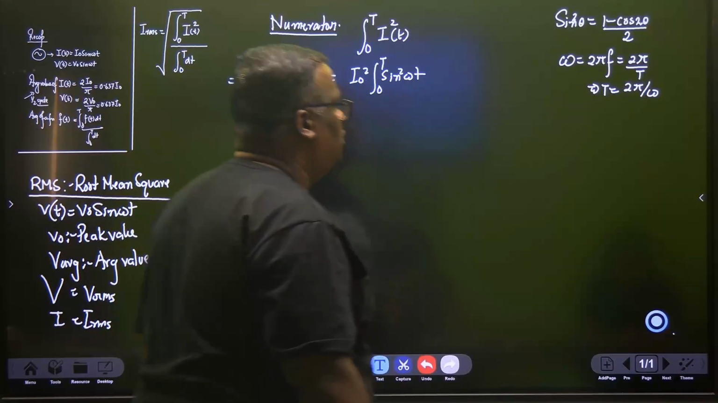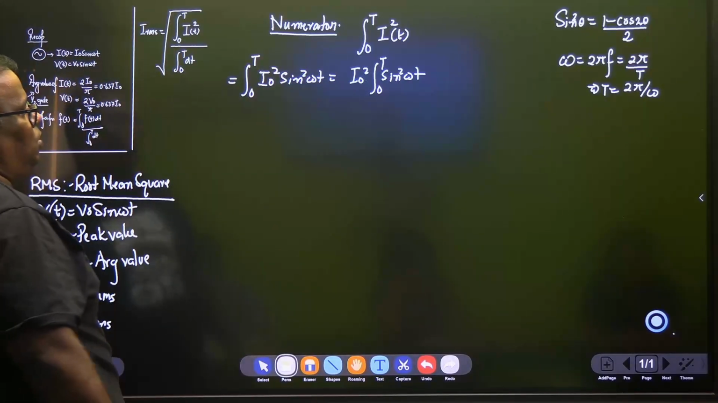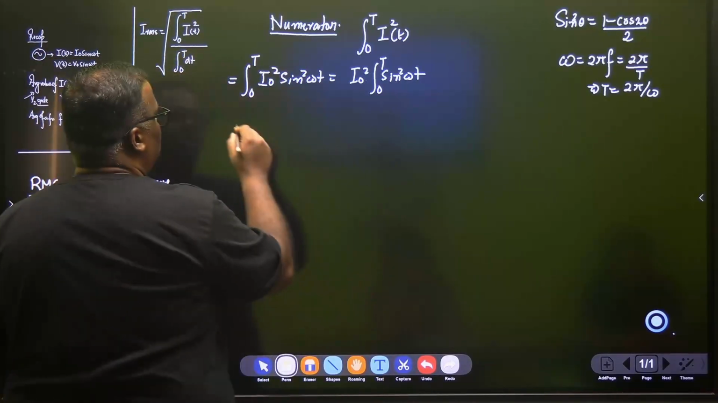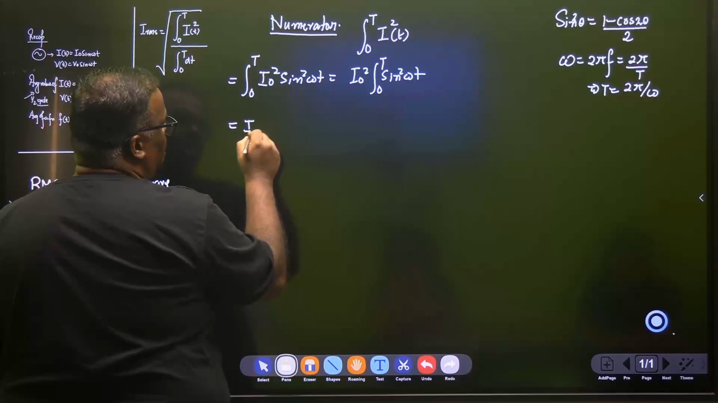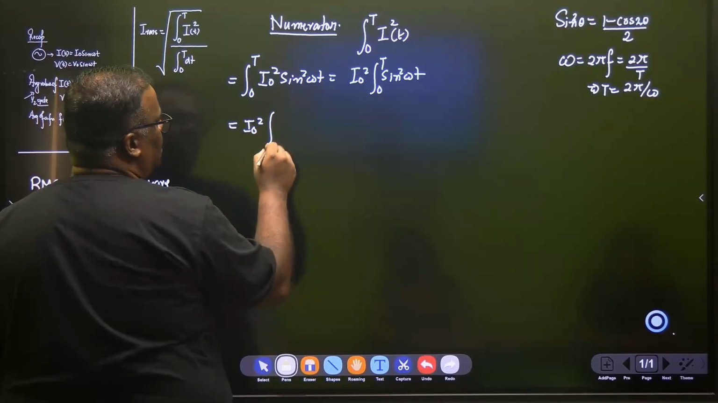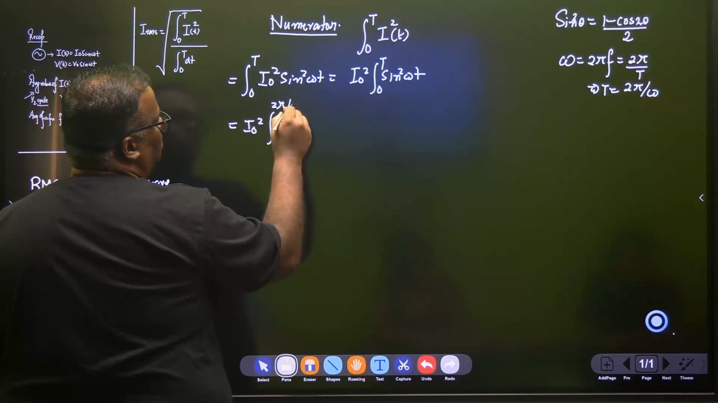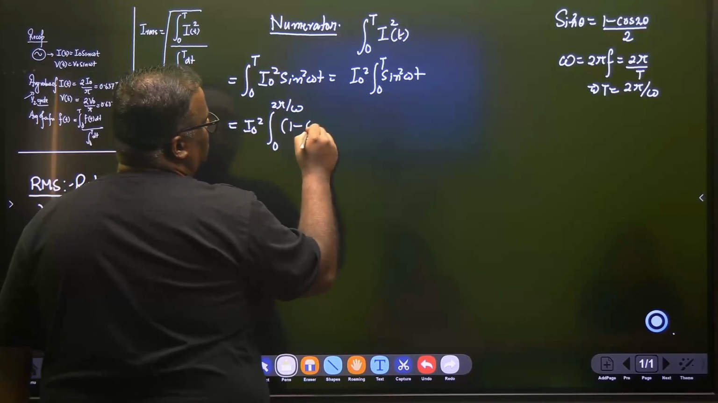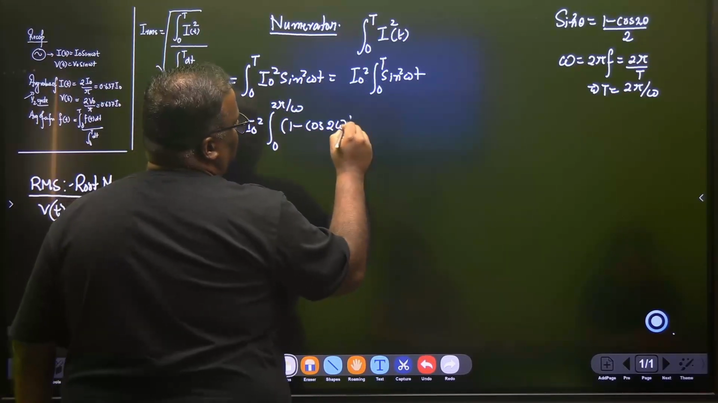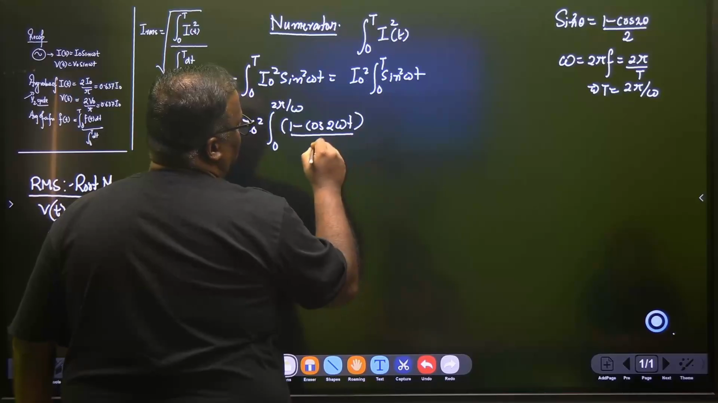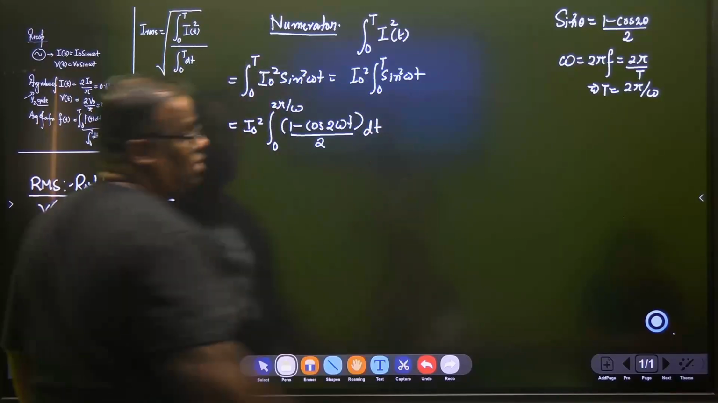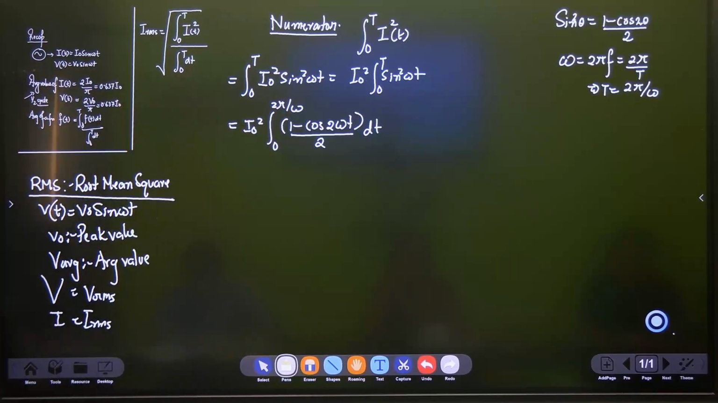Previously, it was equal to pi by omega. Now it will be 2 pi by omega. So let's do our numerator. Our numerator will be I naught square, integral 0 to 2 pi by omega, (1 minus cos 2 omega t) by 2 dt. Is this much understood? 1 minus cos 2 theta.